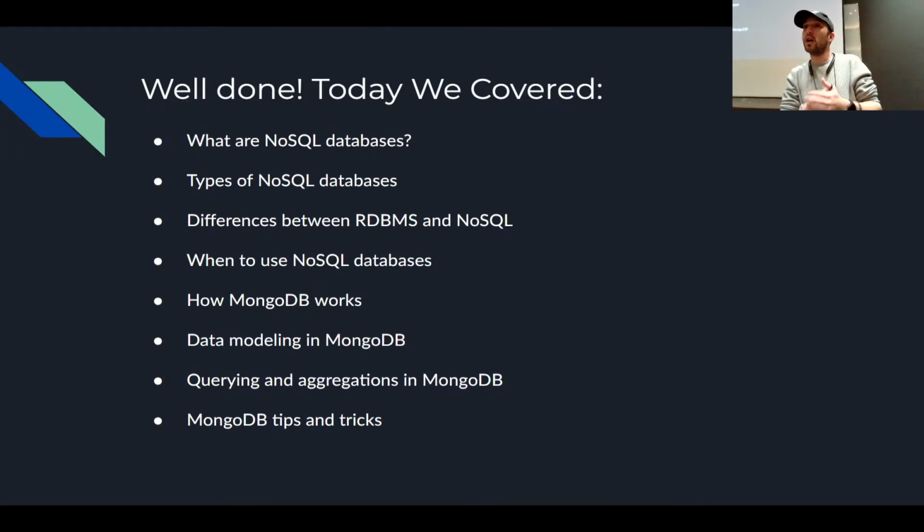But again, we covered what NoSQL databases are, the different types of NoSQL databases, differences between relational and NoSQL databases, and what good use cases for them are. We went over how MongoDB works generally: databases, collections, documents, and indexes. We went over data modeling a bit. Remember, duplication is good, nesting is good, as long as you don't overdo it. Then we went over querying and aggregations at a high level, and did some example queries. We didn't do any aggregations, but maybe in the future if you want. And then we went over a couple of MongoDB tips and tricks.